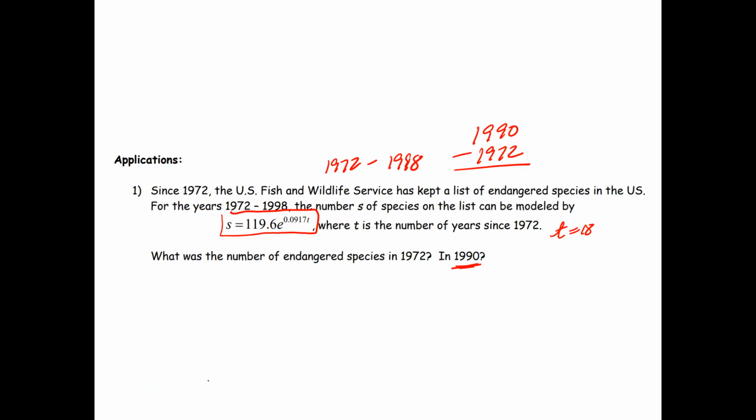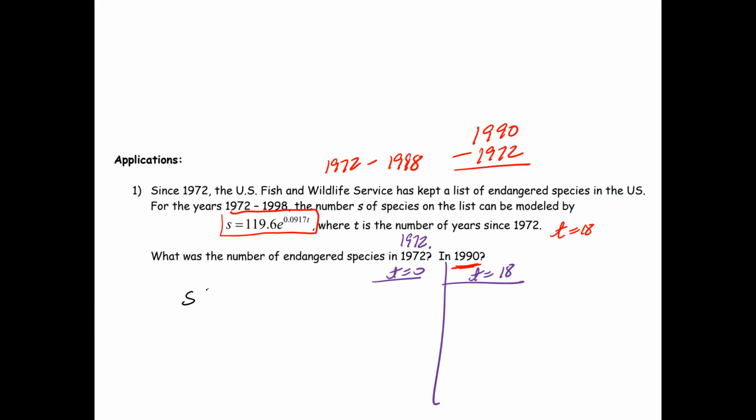So then what we're going to do is ask, what is the number of endangered species in 1972 and then 1990? Well, if it's 1972, your T is going to be equal to 0, right? Because you're starting in 1972. When it's 1990, your T is going to be 18 because there are 18 years in between there.